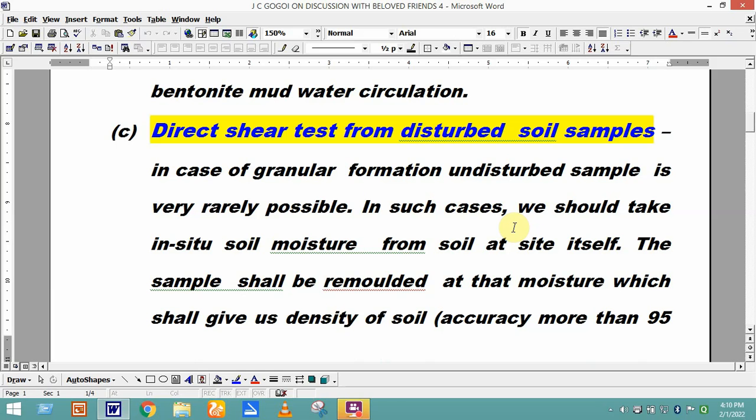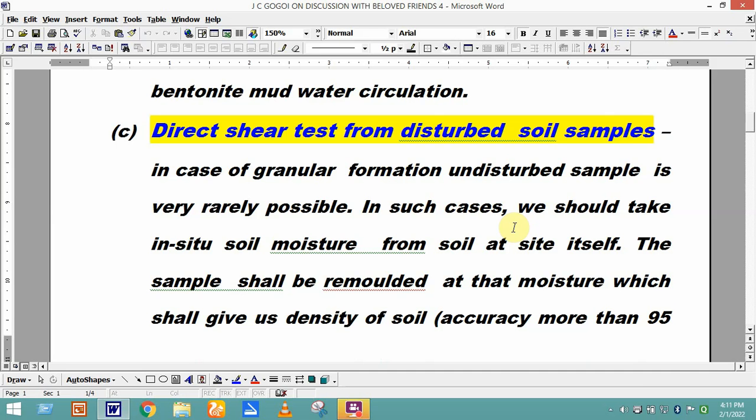In granular formation, whether it is sandy soil or sand gravel mixtures, whatever it may be, in granular soil, which is C0 soil, an undisturbed sample is very rarely possible. I am not saying that it is not at all possible, it is very rarely possible. But at the same time, for our construction purposes, except academic or research interest, in the name of collection of an undisturbed sample, how much can we expect.